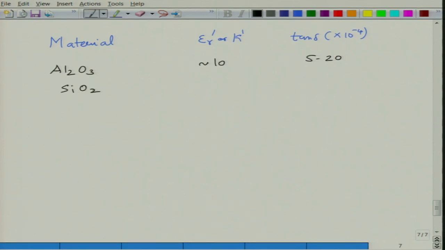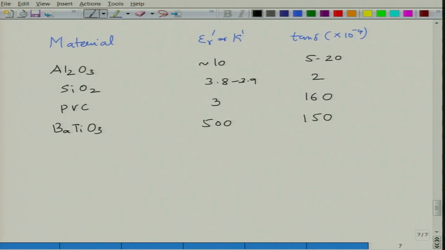If you look at SiO2, its value is 3.8 or 3.9, and tan delta is about 2 into 10 to the power minus 4. If you look at something like PVC, it is about 3, and this is 160, a more lossy system, because it's amorphous, it has more defects, as a result it has more loss. And something like barium titanate has a very high dielectric constant, and it also tends to have a little bit higher loss as compared to other systems.